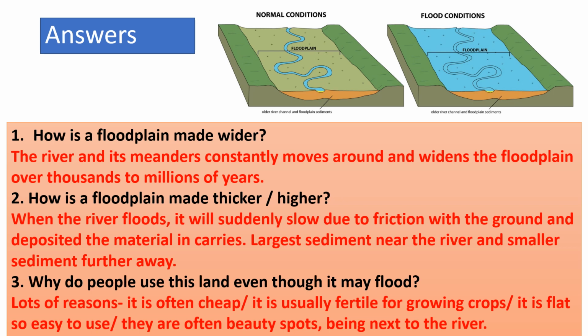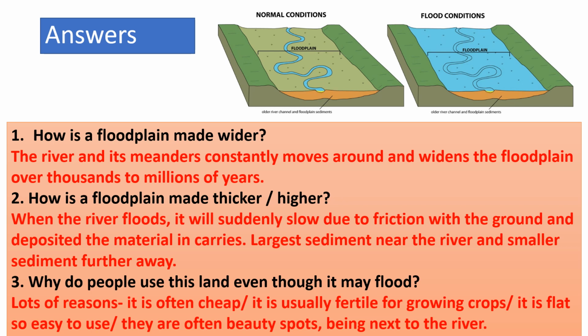Remember what I said about meanders, they don't stick in one place. If we was to go to a river meander now and just look at it, you think, well, that's stuck in a place, it doesn't move. But if you could get a time lapse over hundreds to thousands of years, you'd notice that that river moves around like a wiggling worm, basically, moving from one side of the floodplain to the other, and so making that floodplain wider. Question 2. How is the floodplain made thicker or higher?